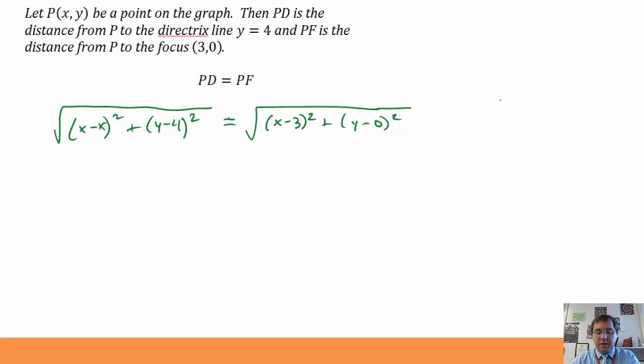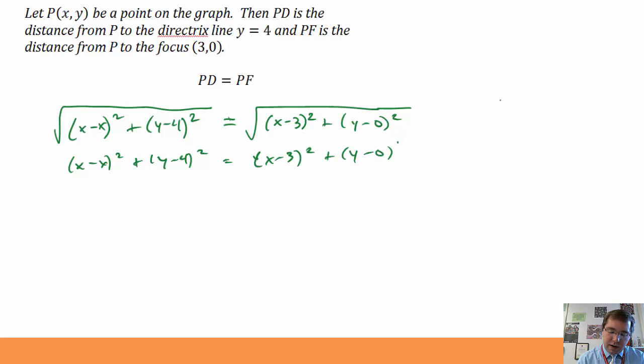So now I've got a square root over everything, so let's square both sides and get rid of both of those. We'll have (x minus x) squared plus (y minus 4) squared equals (x minus 3) squared plus (y minus 0) squared. Now let's simplify. X minus x is 0, so that whole term goes out. We've got (y minus 4) quantity squared equals (x minus 3) quantity squared plus y minus 0, which is just y, so we'll have y squared.